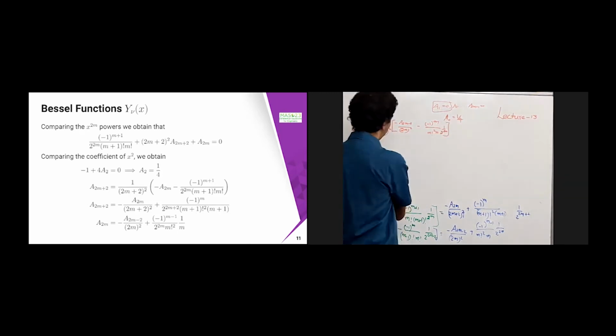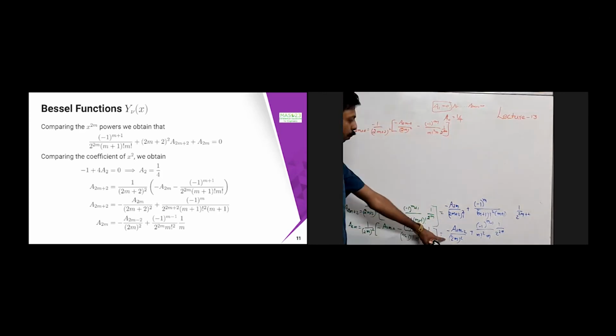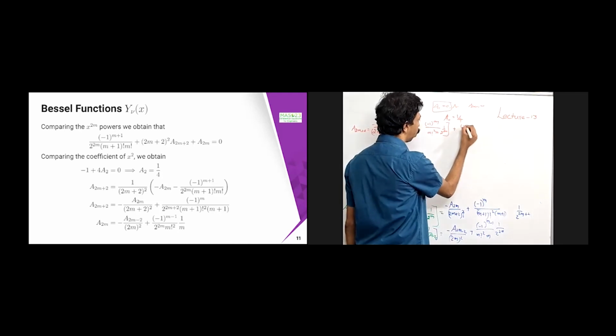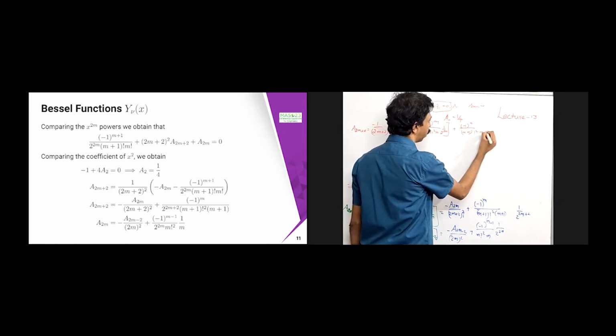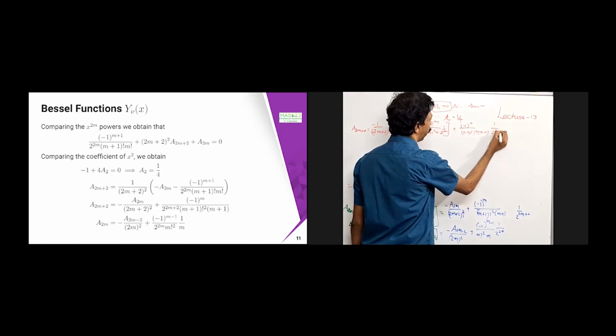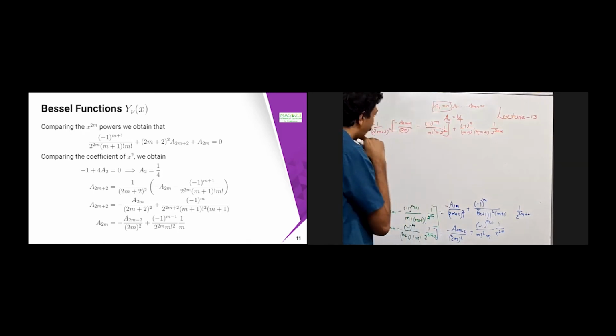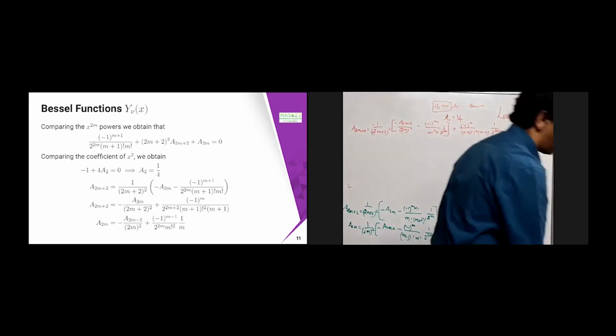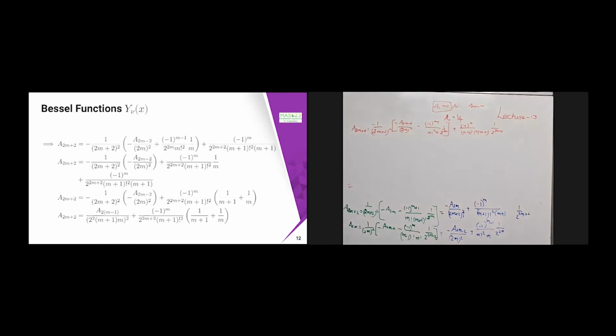Okay, this is 2m plus 2 whole square. I replace only 1 by 2 power 2m. Then I have this term also: plus minus 1 power m divided by m plus 1 factorial whole square into m plus 1 into 1 by 2 power 2m plus 2. So these are the things that are available. So you're substituting it over here. Therefore, you are going to get this one: minus 2m minus 2, 2m whole square, minus 1 power m minus 1, etc.